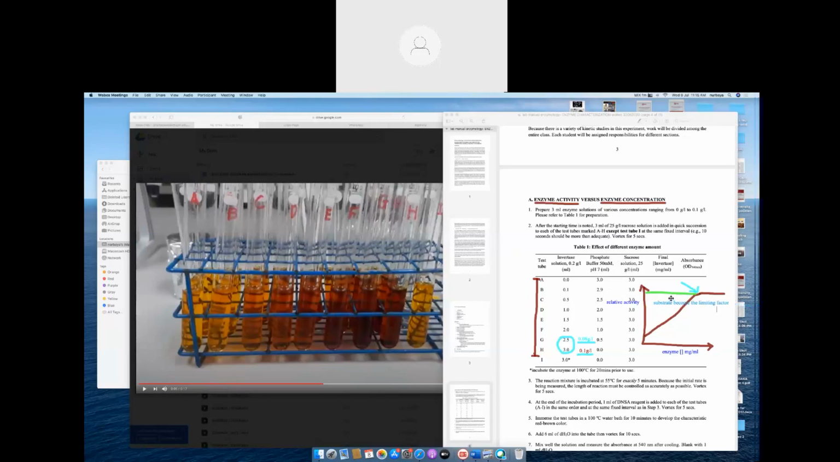Substrate becomes the limiting factor for this experiment because we do not have enough substrate where we have more enzyme inside here. So for this case, substrate will be the limiting factor. Okay, so what happened to tube I? We have also tube I in here.